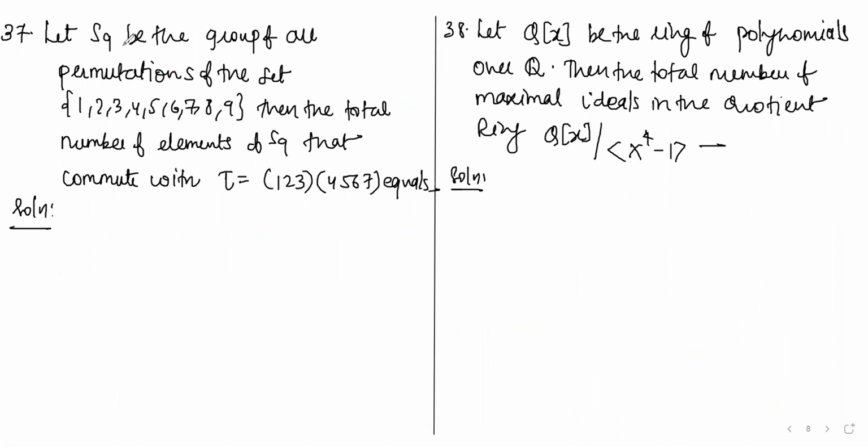And in S9, the group of all permutations of the set 1, 2, 3, 4, 5, 6, 7, 8, 9, then the total number of elements of S9 that commute with, okay, that commute with. So there is one direct formula for this. Just type here 1, 2, 3, and you have 4, 5, 6, 7, and just make sure that they are disjoint, okay? So 1, 2, 3 are disjoint, 4, 5, 6, 7, and we see that 8 and 9 are going to itself.